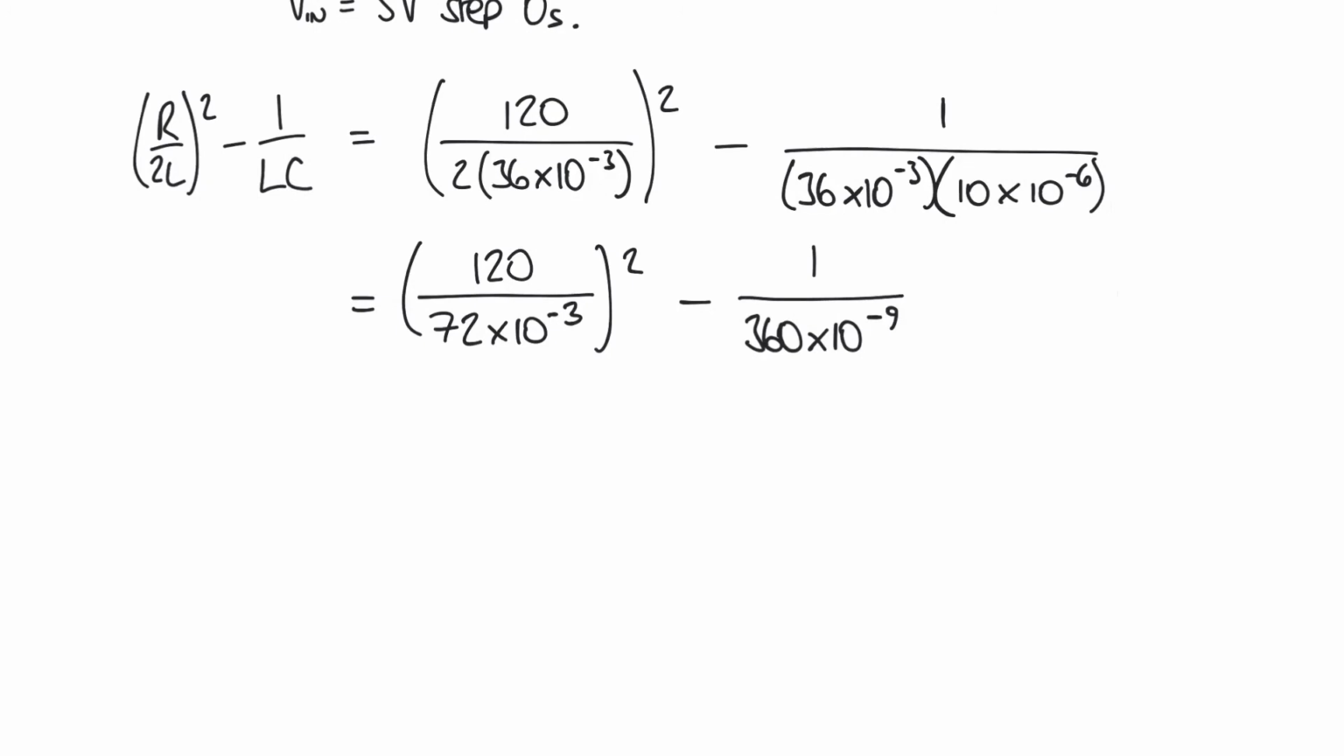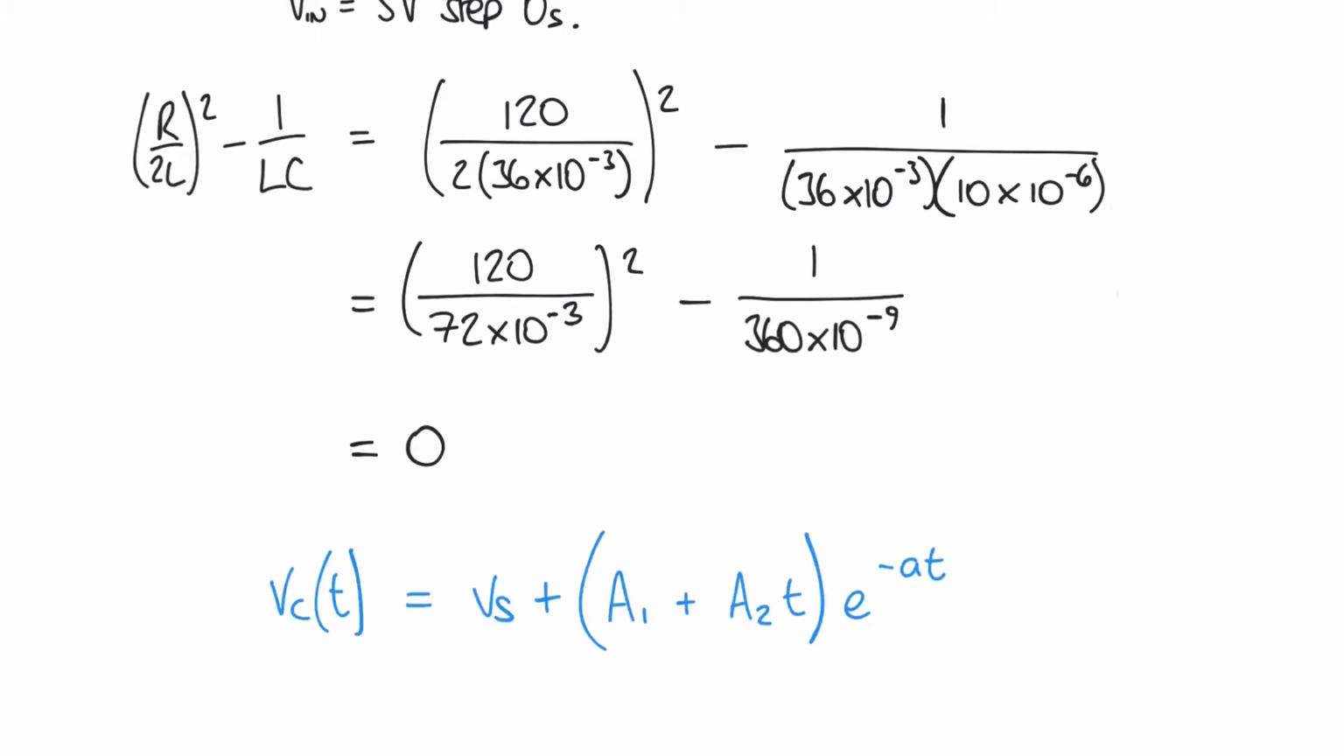We can go on simplifying, but if we just put all that into a calculator, short answer is it comes out at 0. So we've met this requirement for critical damping. And again, going back to those 3 cases, because that's the case, we know that our result is going to take this form here. Vc of t is equal to Vs plus A1 plus A2t, all multiplied by e to the minus at. So notice again, we've not mentioned anything in the S domain, no Laplace transforms, anything like that.